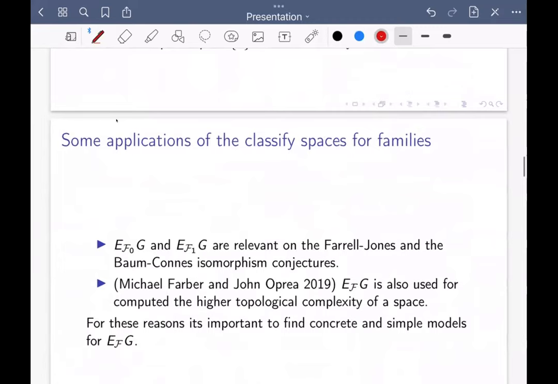So, some applications of the classifying space for families. The classifying space with respect to the finite subgroups and the classifying space with respect to the virtually cyclic subgroups are relevant for the Baum-Connes and the Farrell-Jones isomorphism conjectures. This tells us we can compute the K-theory using these models, and also the topological K-theory. Also, the classifying space for families is used to compute the higher topological complexity of a space. For example, you can see Michael Farber and Oprea. For this reason, it's important to find concrete and simple models for the classifying space.